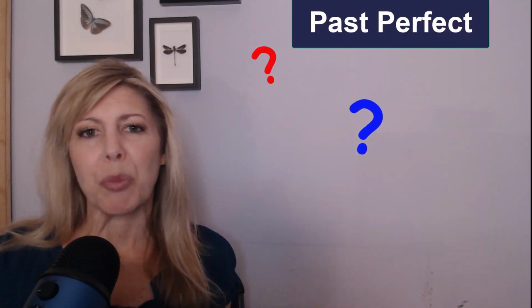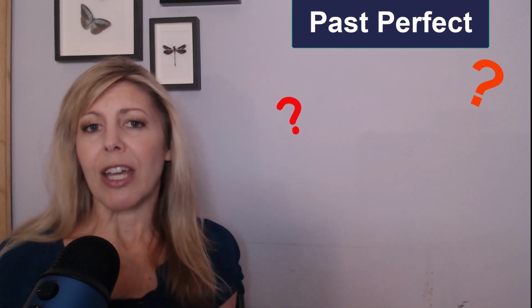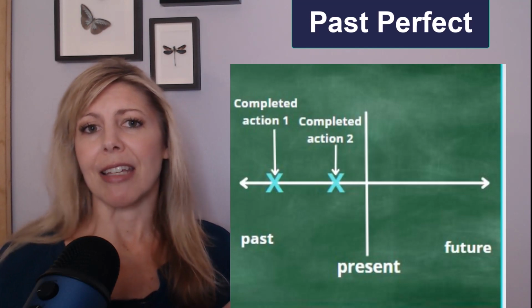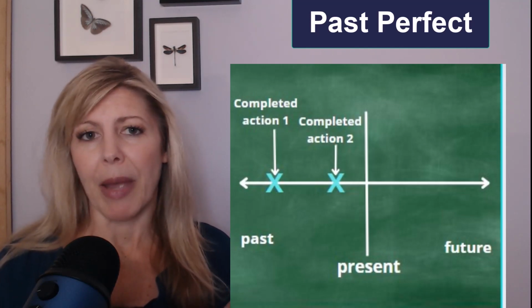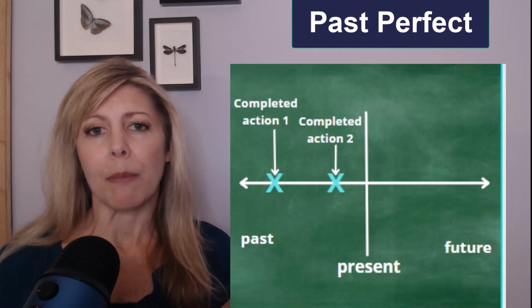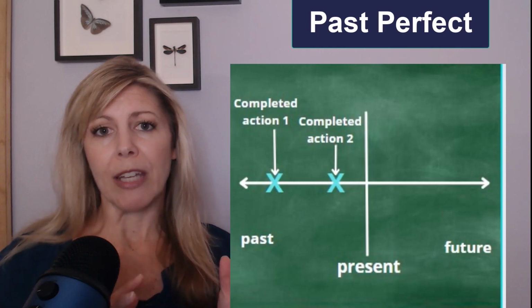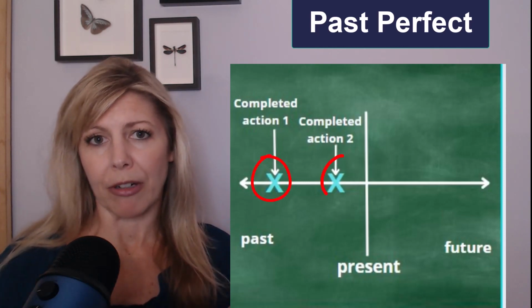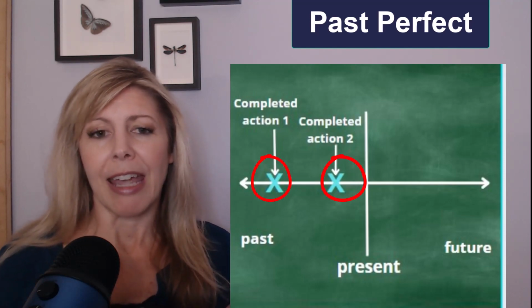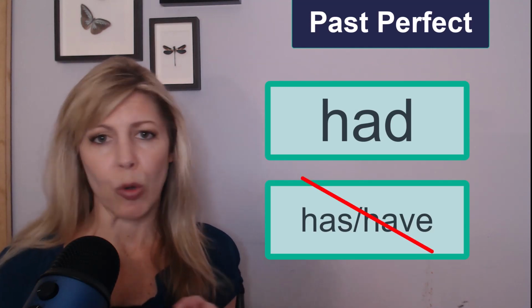What is the past perfect? Now, as its name implies, it is an event that happens in the past. And because it's in the perfect tenses, it is something that has completed in the past. But with past perfect, we're actually talking about two events in the past. One event happens before another, or one event happens and completes before a second event. And we use had. We do not use has or have.